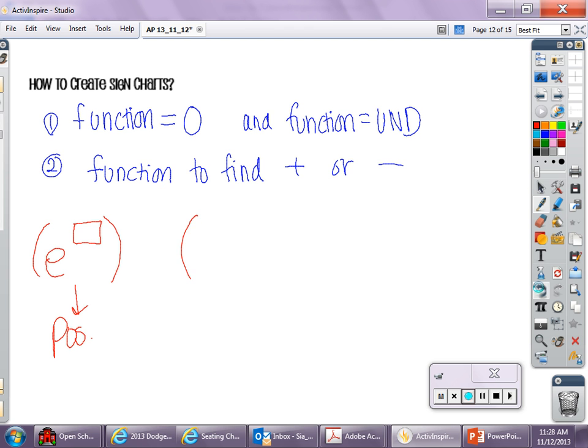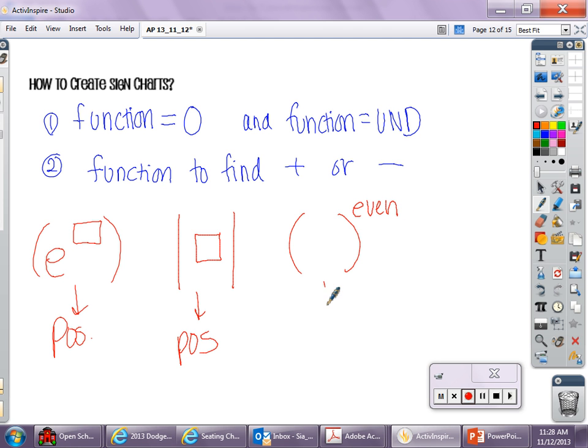Oh, I didn't even give that one yesterday. Absolute value. Always positive. That's a good one. I didn't even think of that one. Other ones, right? Even powers. Always positive. One's missing. Even roots. Because you can't take the square root of a negative number. You can only take them of positive numbers. That's also always positive.